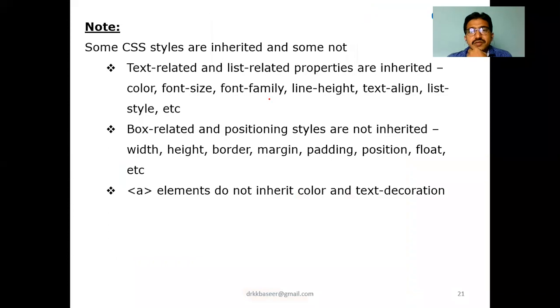Right. So make a note here that text-related and list-related properties are inherited. Inherited means font size, font family, line height, text align, list style, all are going to be inherited. Inheriting means, as you already learned, acquiring the properties of the parent by the child. So font is the root, font family is the child, and font is the parent and font family is the child.